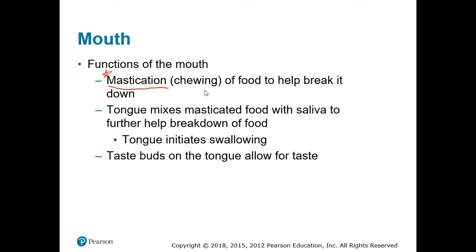Within the mouth, not only do the teeth help break it down, but we also have the tongue that's able to mix up this food that has been broken down. It mixes with saliva that is being released into your mouth to help break down the food chemically. The tongue also helps initiate and allows us to push food to the back of our mouth to be swallowed. And lastly, our tongue has taste buds to allow us to taste if things are sweet, salty, bitter, or sour.